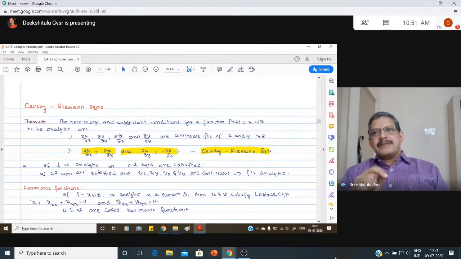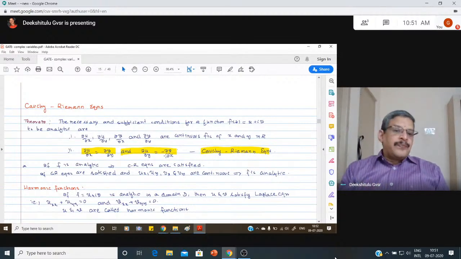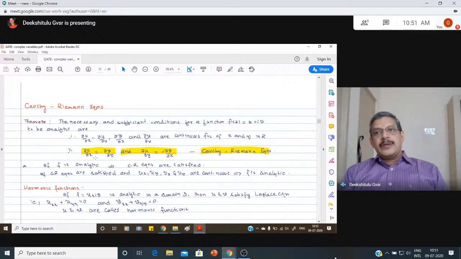The CR equation must be satisfied, and then you have to check whether the first order partial derivatives are continuous or not, because the necessary and sufficient conditions are two conditions we have. So if F is analytic, these two things will happen, but together they should happen. First partial derivatives must be continuous, and the CR equations ∂u/∂x is equal to ∂v/∂y, and ∂u/∂y is equal to minus ∂v/∂x, must be satisfied along with the continuity of first order partial derivatives.